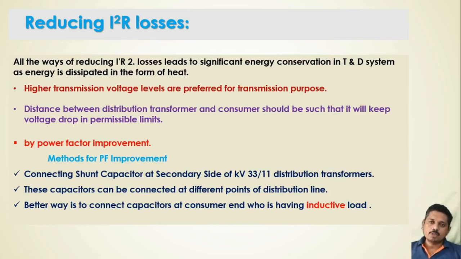Now we have some other techniques to reduce the I square R losses, like power factor improvement. Then we can also compensate the I square R losses. For that purpose, connect a shunt capacitor at the secondary side of the 33/11 kV distribution transformer. Second, these capacitors can be connected at different points of a distribution line, meaning we have to repeat it. Third, a better way is to connect capacitors at the consumer's end who has inductive load. If you follow these three techniques, you can improve the power factor.